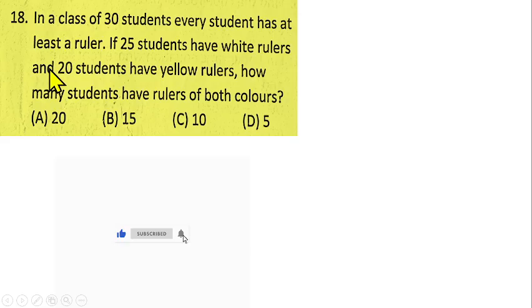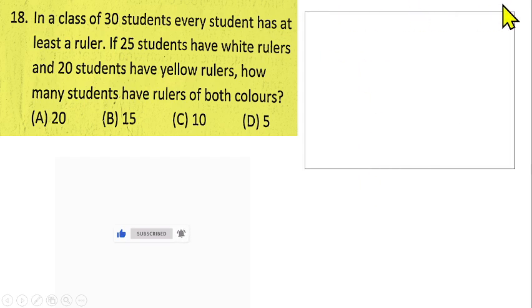Question number 18 is from the Venn diagram, I think. In a class of 30 students, every student has at least a ruler. If 25 students have white rulers and 20 students have yellow rulers, how many students have rulers of both colors? So this question is from the Venn diagram. So draw the Venn diagram. The universal set is 30. The number of rulers with white color is 25. The number of rulers with yellow color is 20.